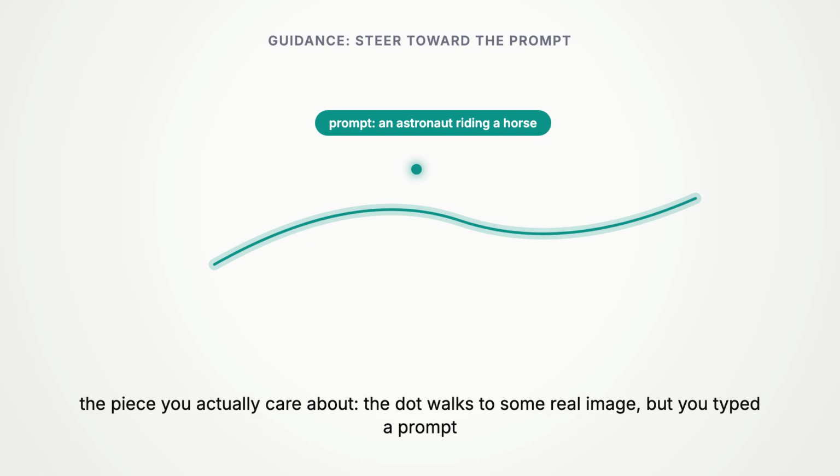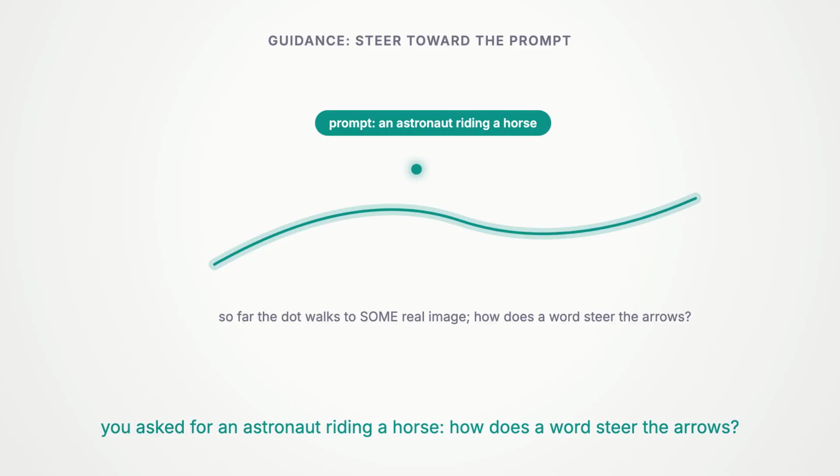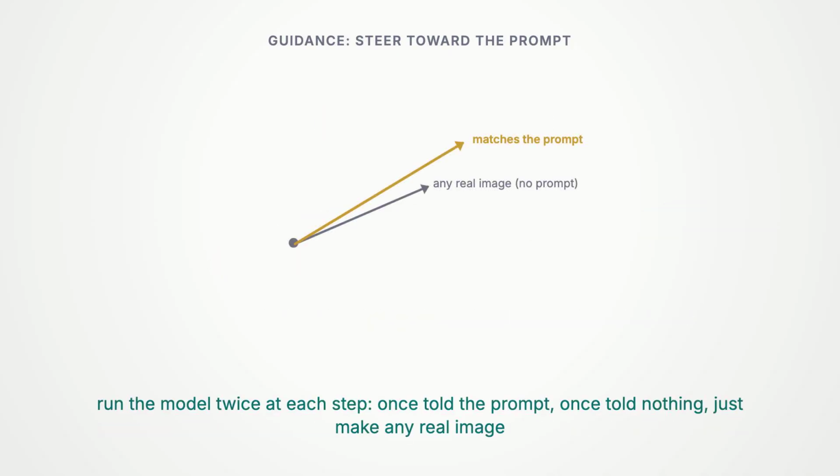So far the dot just walks to some real image, but you typed a prompt. You did not ask for a real image, you asked for an astronaut riding a horse. How does a word steer the arrows? The trick is clever and a little sneaky, and it is in nearly every diffusion model you use. You run the model twice at each step. Once told the prompt, astronaut on a horse. Once told nothing at all, just make any real image.